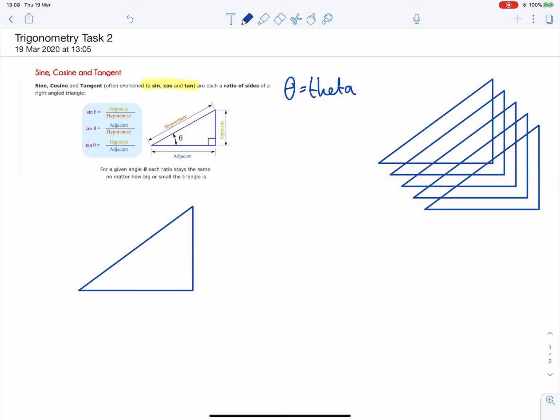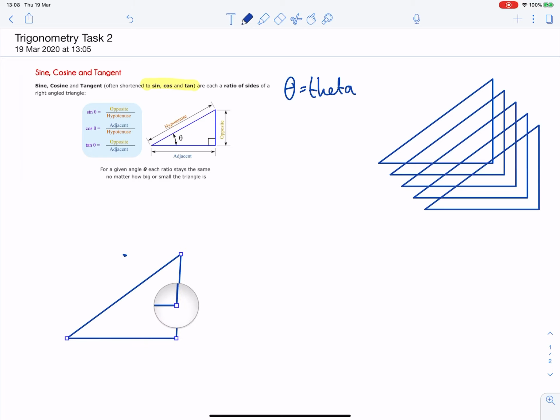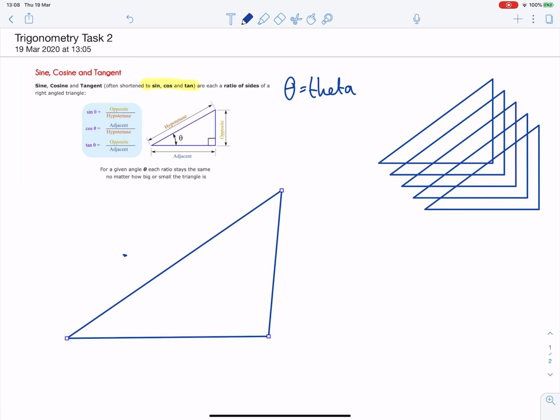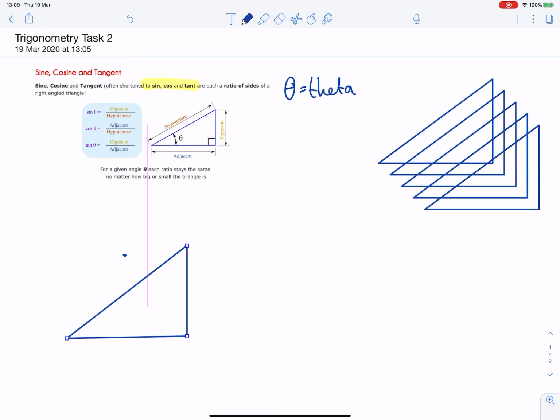So if we have a look at this triangle here, if I take this triangle, if I make it bigger, the ratio between the opposite and the adjacent is always going to be the same. So even if we make it a bigger triangle, the ratio between the opposite side and the adjacent side would still be the same. It doesn't matter how large or how small the triangle is.